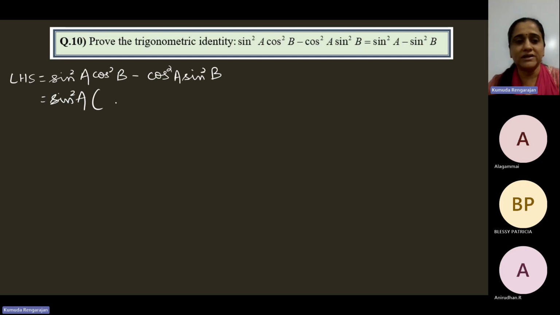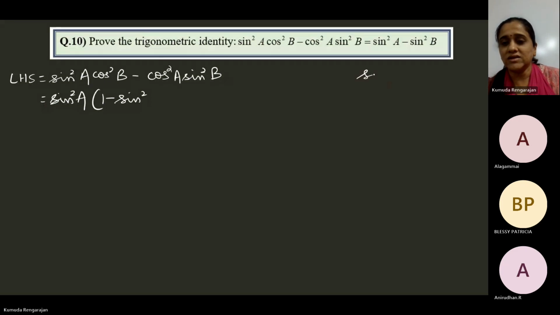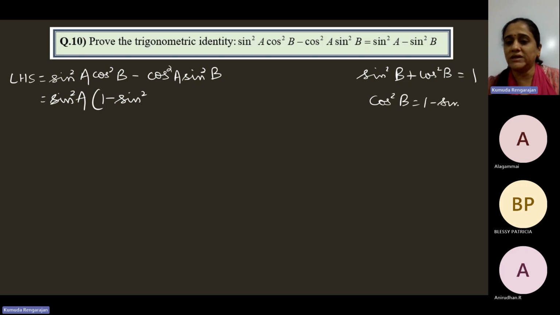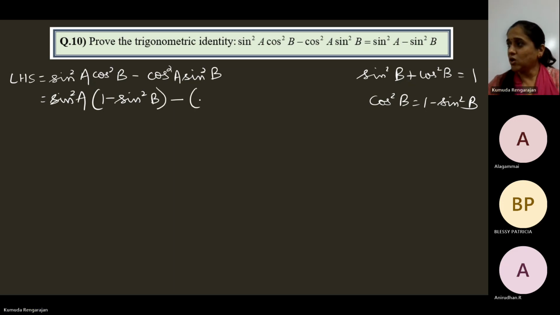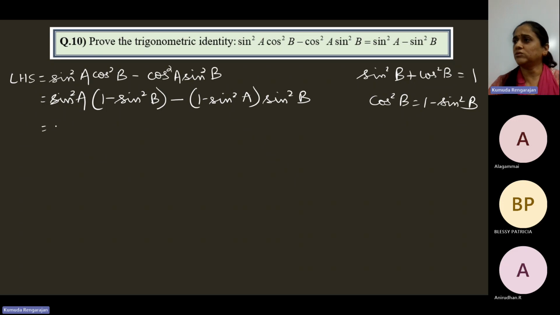So cos square B can be written as 1 minus sine square B, because sine square B plus cos square B is equal to 1. So cos square B is equal to 1 minus sine square B. So 1 minus sine square B, close bracket, minus cos square A, 1 minus sine square A, into sine square B. So next, what should we do? Multiply, right? Multiply and open the bracket.